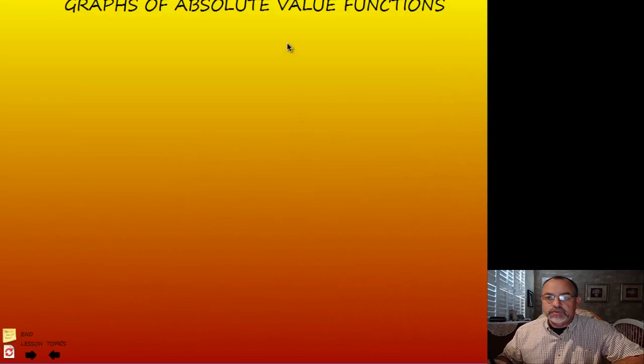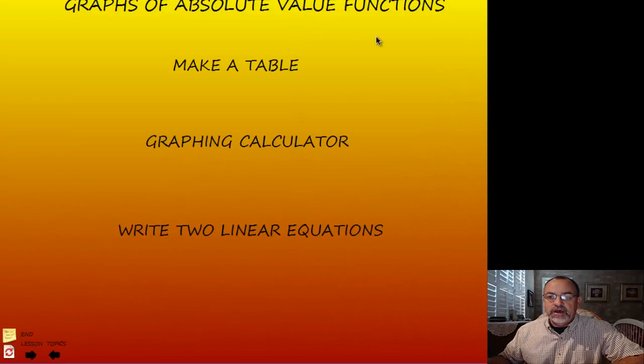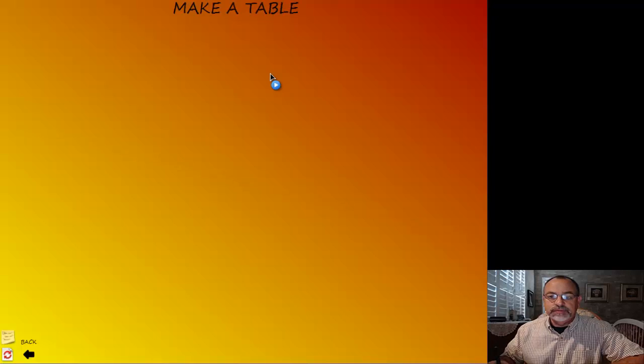We want to look now at how we can graph these absolute value functions looking at their equations. And we're going to look at three ways. We can graph them making a table, and then we can graph them using a graphing calculator, and then we can graph them writing two linear equations, which is really an application of solving absolute value equations, which we did earlier this year. So let's take a look at making a table.